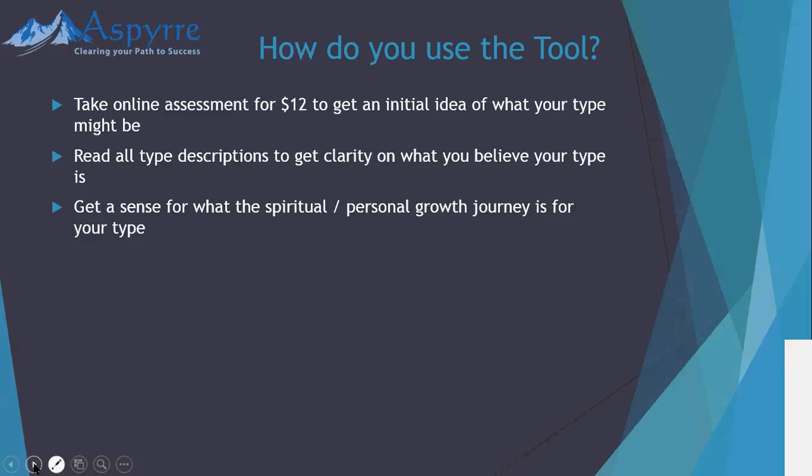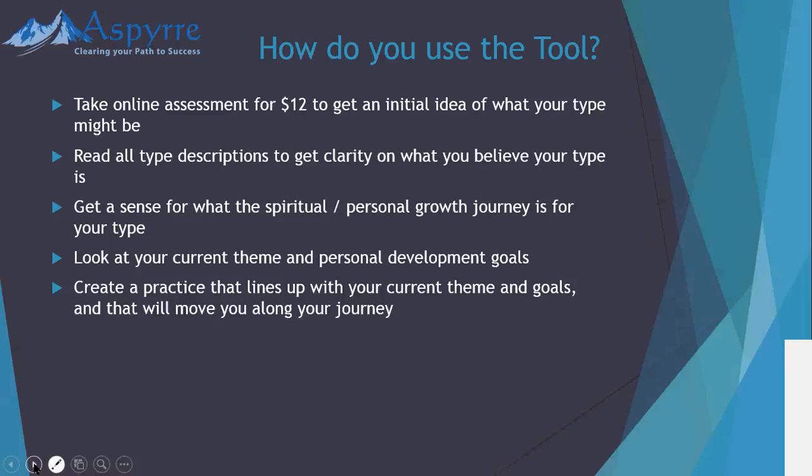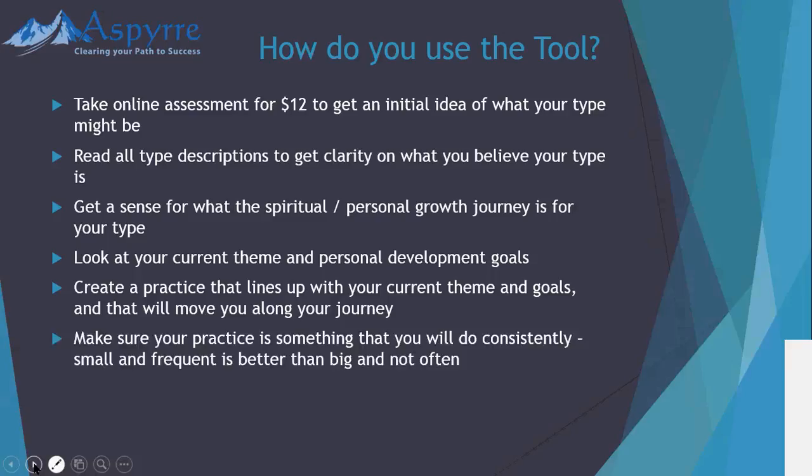So what you want to do is, once you feel like you're pretty clear what type you are, then you get a sense for what the spiritual and personal growth journey is for your type. And then you look at your Aspyrre theme and your personal development goals, and you see where they line up. What we want to do is take what you've learned from your Enneagram type and integrate that into your theme and your goals and create practices that continue to help you move along in your personal development in a way that breaks down beliefs that don't serve you so that you can achieve your goals faster and you can see progress on your theme better.